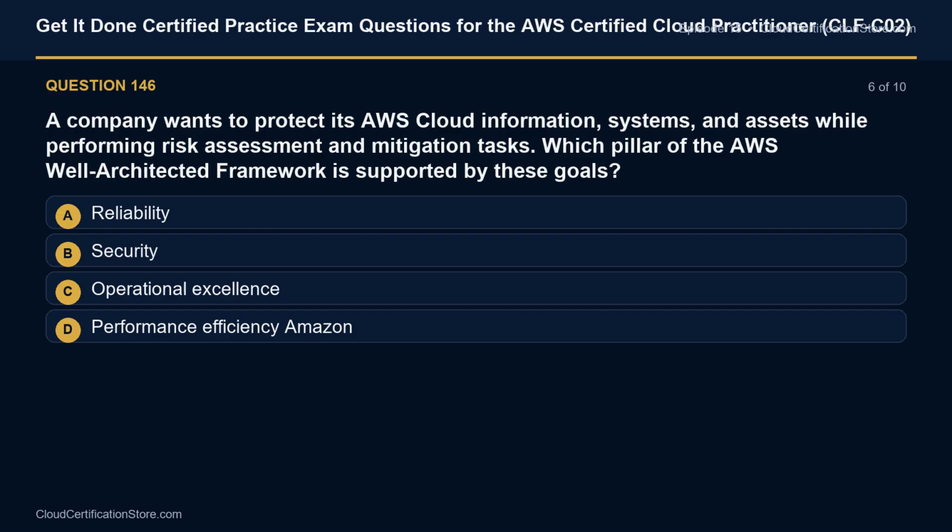Question 146. A company wants to protect its AWS cloud information, systems, and assets while performing risk assessment and mitigation tasks. Which pillar of the AWS Well-Architected Framework is supported by these goals? Option A, Reliability. Option B, Security. Option C, Operational Excellence. Option D, Performance Efficiency.